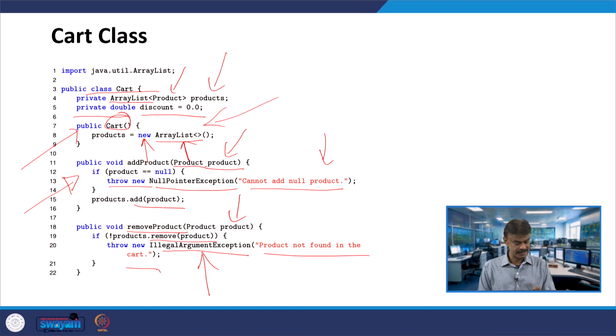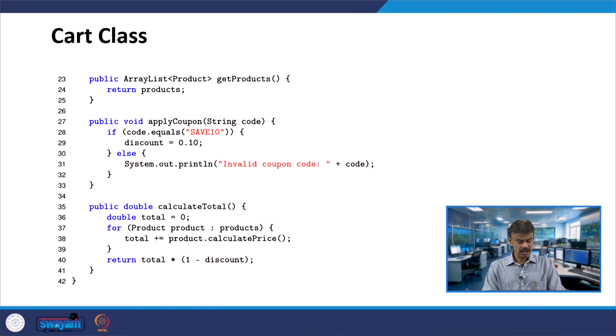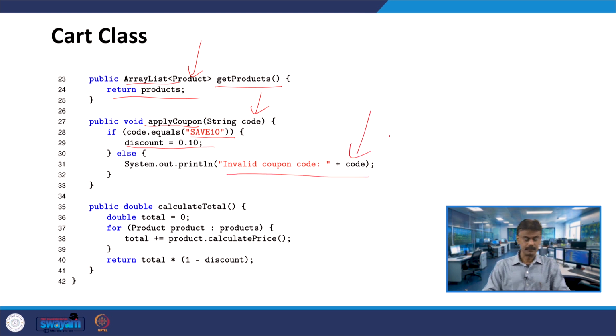So, this is the cart class, and we have some more methods, like get products, which returns the ArrayList of product, return products. And then here you have apply coupon, a method with a string code as the parameter. If code dot equals "SAVE10", sometimes you are going to pass this, then discount is equal to 0.10. Otherwise, it is an invalid coupon code. For other codes, there is no coupon discount.